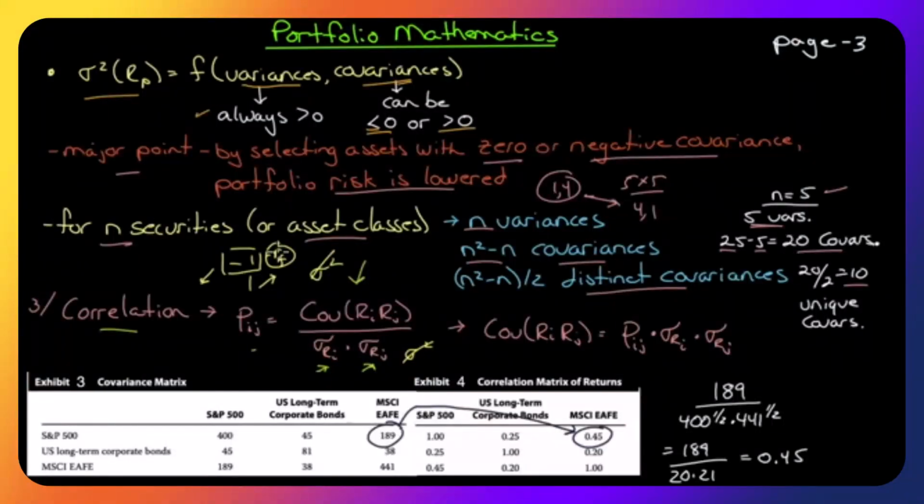I don't want you to think that, hey, all we got to do is keep getting closer and closer and closer to -1 for maximum diversification. No, you end up with perfect hedges. 0 is what you're aiming for, in and around 0.